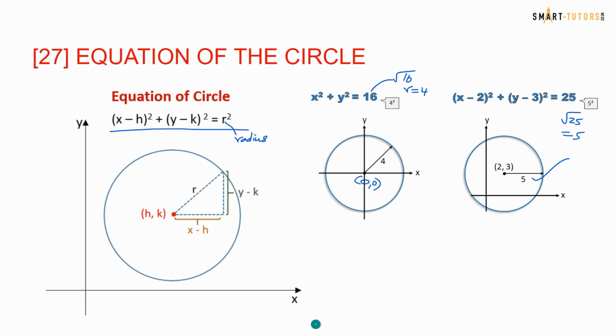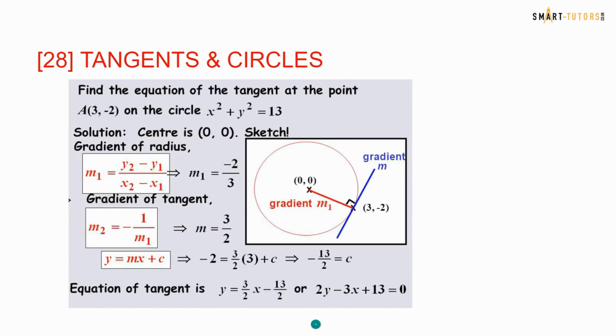Now for the center point, take the first bracket x minus 2 equated to 0, which is x equals 2. Second bracket is y minus 3 equal to 0, then that gives y equals 3. So (2, 3) is the center point of the circle. Radius is 5.